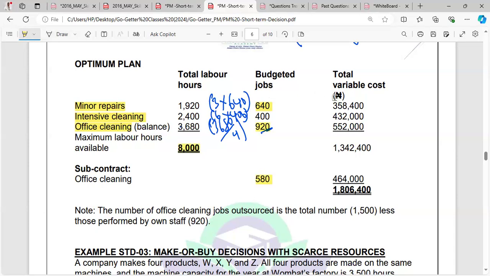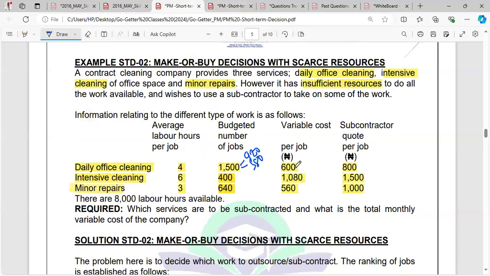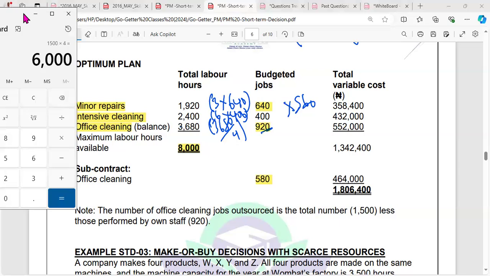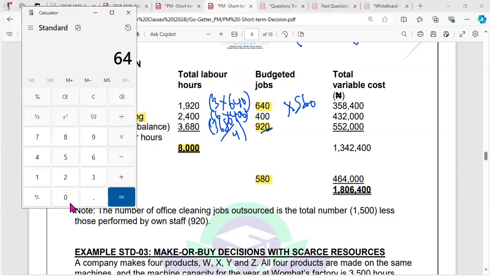Now, look at the variable costs. What were the variable costs that were given to us here? The first one, intensive, is 560. So we can come here and say multiplied by 560. So what would that give you? 640 multiplied by 560. Now that gives us this 358,400 we have here.